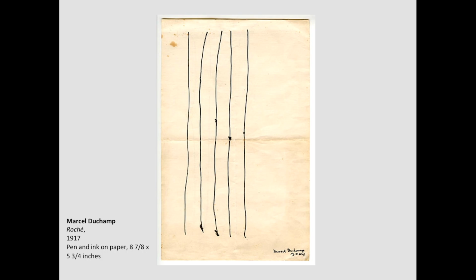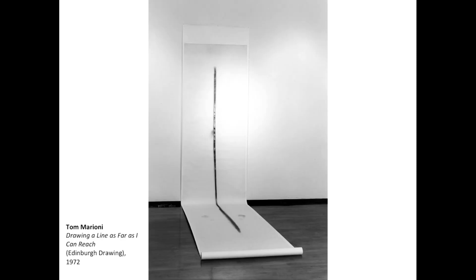Marcel Duchamp understood this, and by affixing his name, the artist's name, to the sheet of paper, which contained a few roughly drawn parallel lines, he claimed that drawing a simple line was art. More recently, Tom Marioni's 1972 performance, "Drawing a Line as Far as I Can Reach," suggests that the deliberate act of drawing itself is the art, not necessarily its outcome.